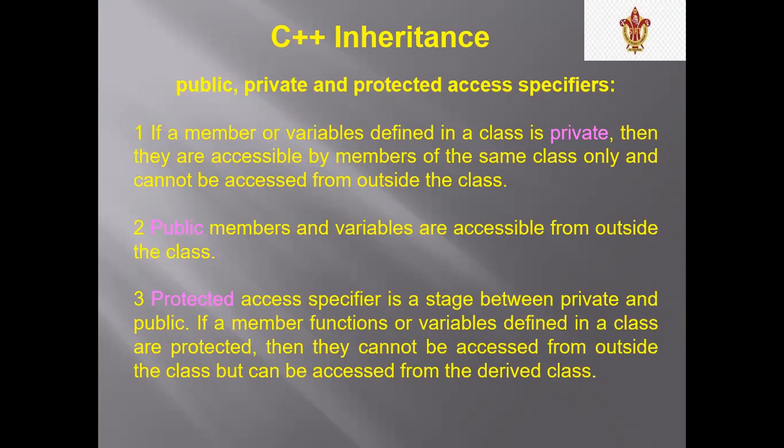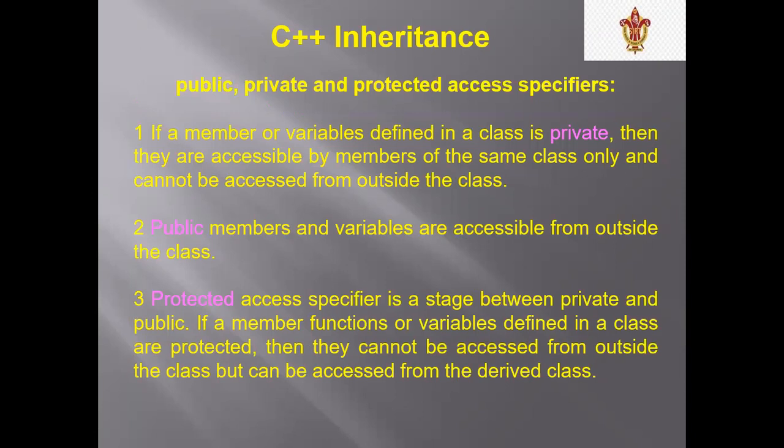And third is protected. Protected access specifier is a stage between private and public. If member functions or variables defined in a class are protected, then they cannot be accessed from outside the class but can be accessed from the derived class. So now pay attention to protected. It is a stage in between private and public. How come it is private? If a member function is defined as protected, then it cannot be accessed from any other class outside.